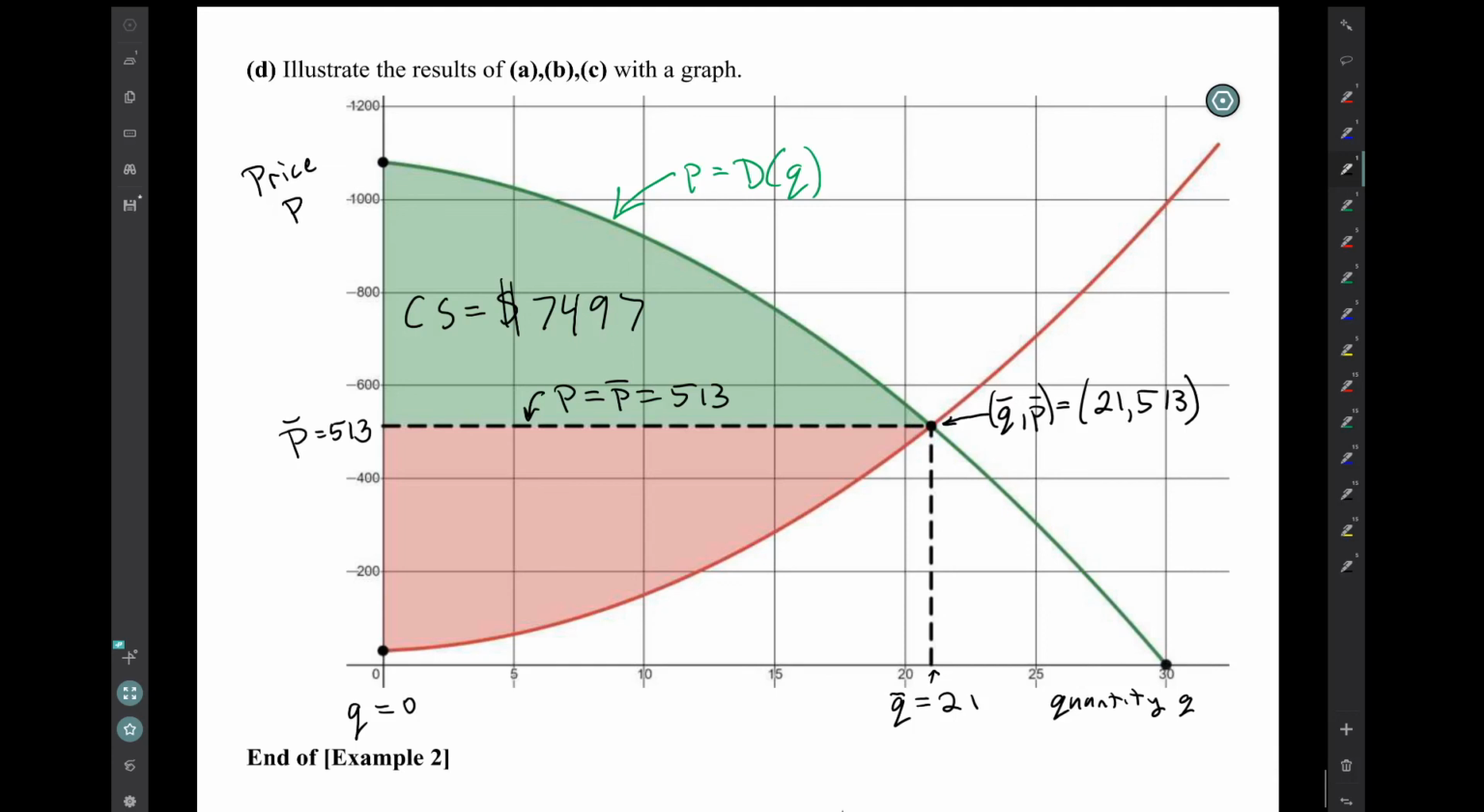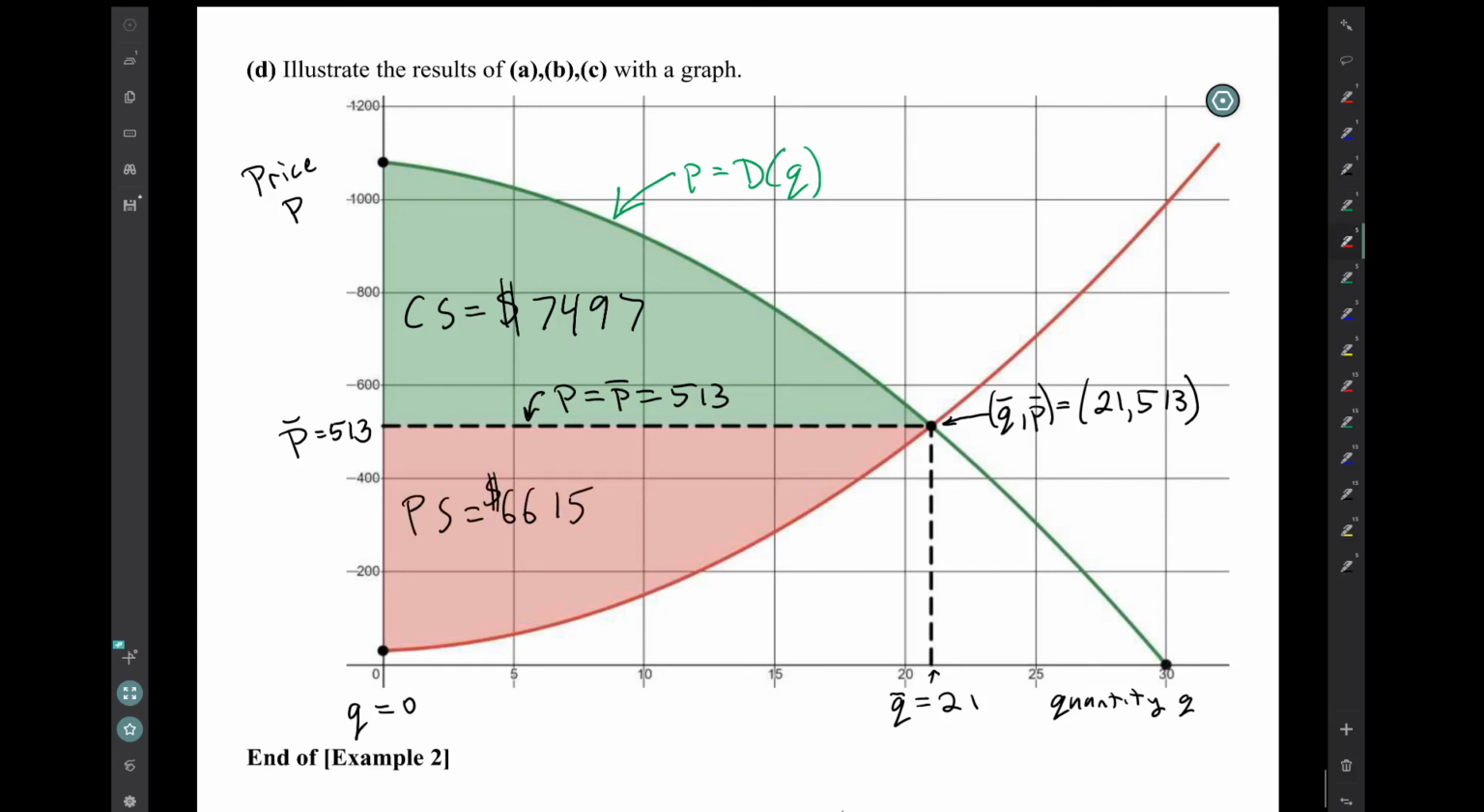And remember what that quantity means. The consumer's surplus is the amount of money that consumers will feel like they saved if the selling price is $513. That's the result of question B illustrated. Question C, we found that the producer's surplus was 6615.